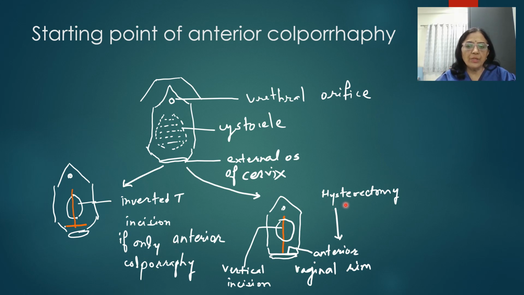If the uterus is removed, then first we complete the vaginal hysterectomy, and then we start with the anterior and posterior compartment defect repairs. So for cystocele repair, we will give a vertical incision from a point 2 to 3 centimeters below the urethral orifice to the lowermost end of the incision. So that will be only a vertical incision if hysterectomy has been done. If no hysterectomy, then the incision which we give is an inverted T incision.